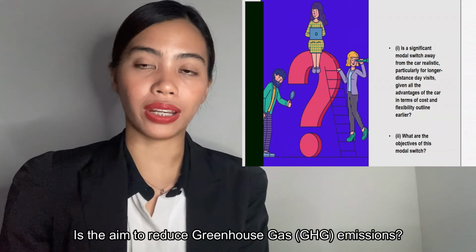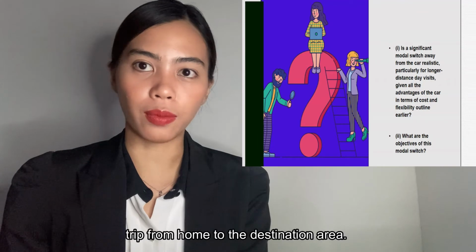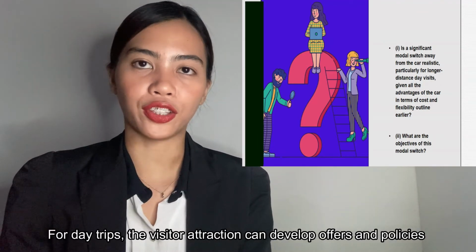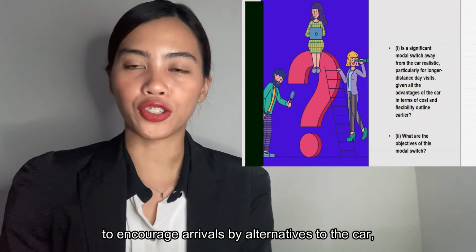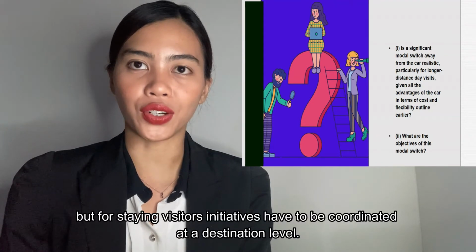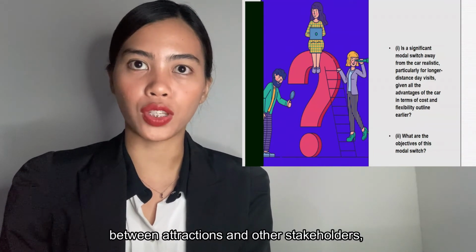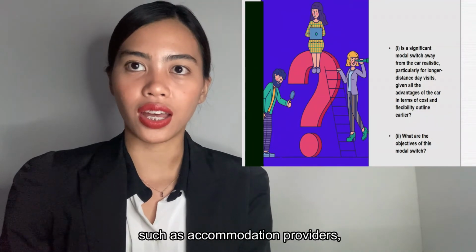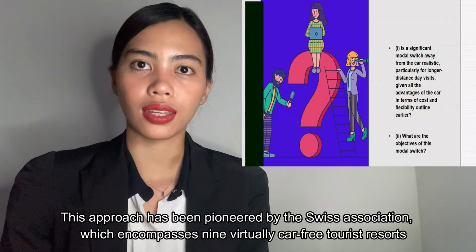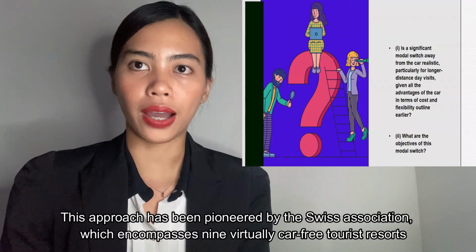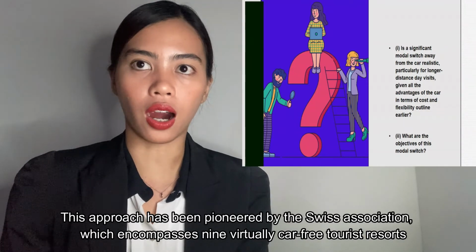Is the aim to reduce greenhouse gas, or GHG, emissions? If so, policies need to be directed at the trip from home to the destination area. For day trips, the visitor attraction can develop offers and policies to encourage arrivals by alternatives to the car. But for staying visitors, initiatives have to be coordinated at a destination level. There has to be a common approach between attractions and other stakeholders, such as accommodation providers, to discourage staying visitor arrivals by car. This approach has been pioneered by the Swiss Association, or GAST, which encompasses 9 virtually car-free tourist resorts.